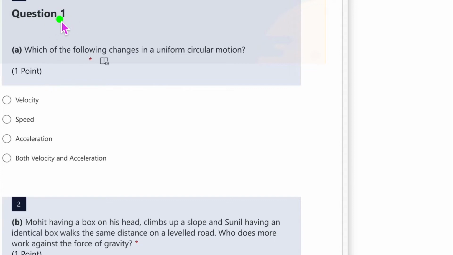Question number 1, A. Let us look at it. Which of the following changes in a uniform circular motion? And the choices are velocity, speed. Now for circular motion, remember speed is constant. Then we have acceleration, and both velocity and acceleration is the last choice.